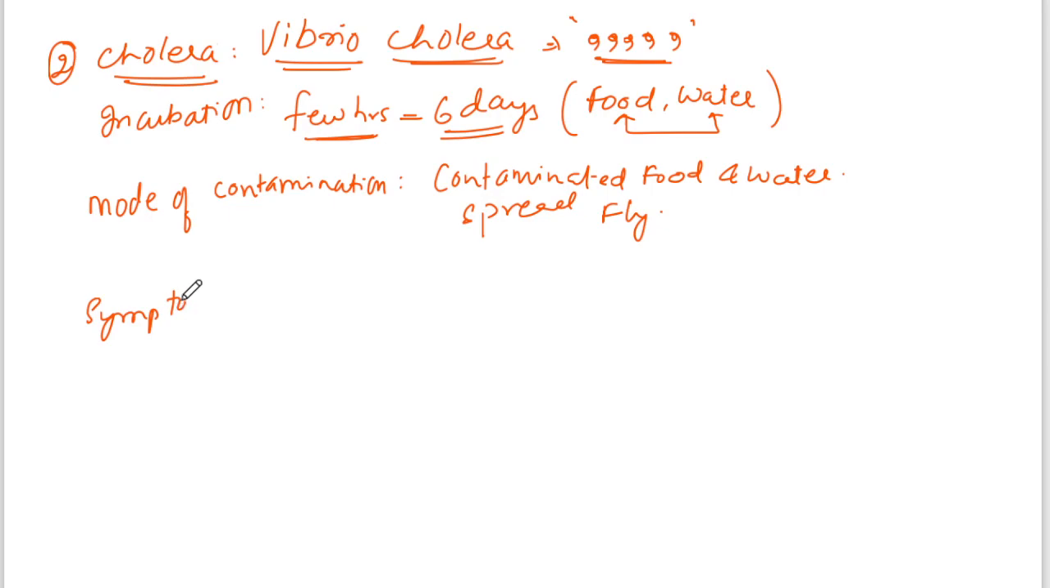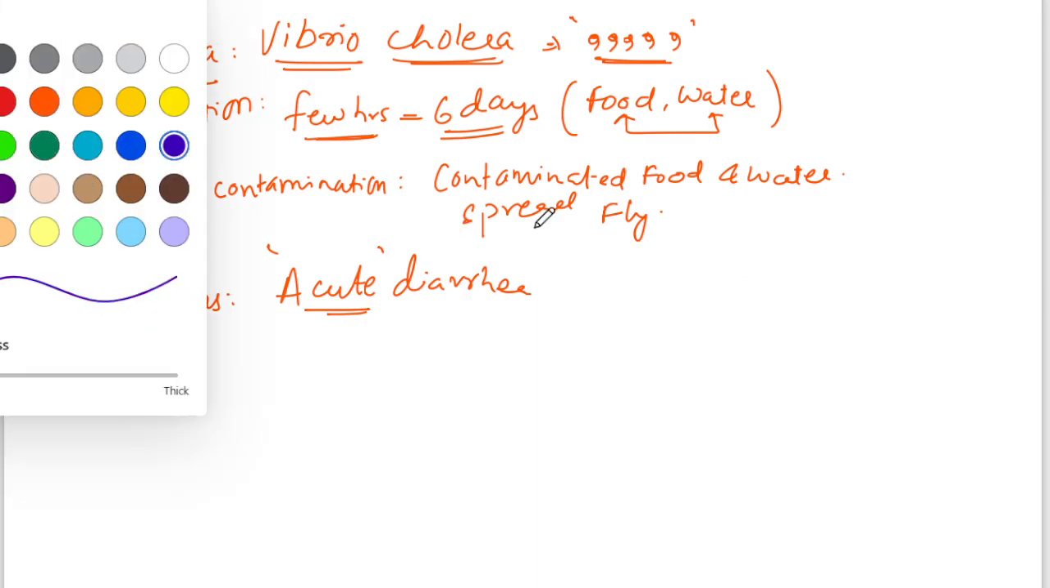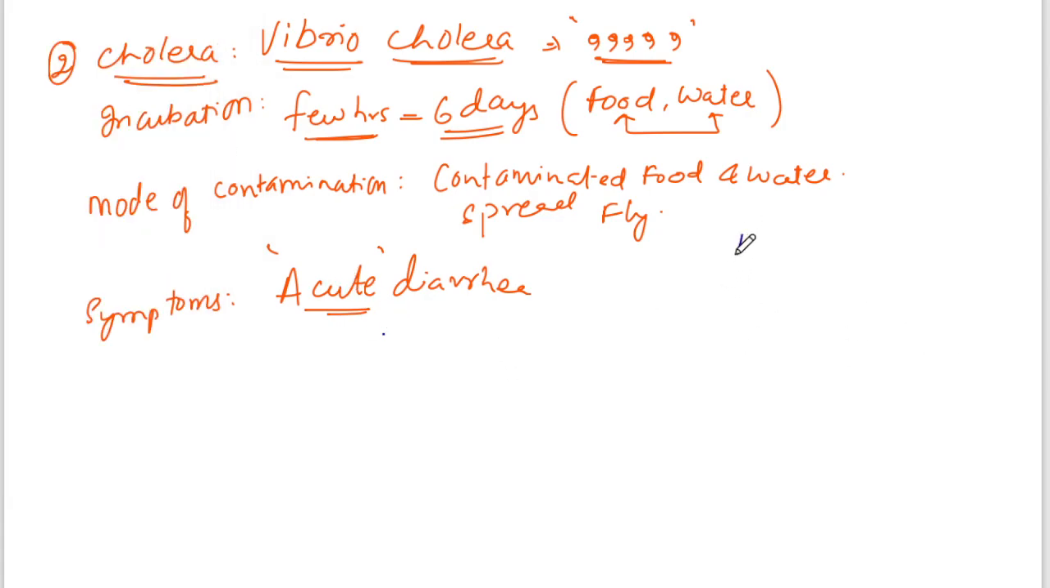Now, what are the symptoms of cholera? The symptom of cholera is acute diarrhea. What do you mean by acute? Acute means it will stay for a lesser period. It is not chronic. Whenever we are studying diseases we come across two words: one is acute, the second one is chronic. Acute means it is for a short period of time, whereas chronic is a longer period of time.